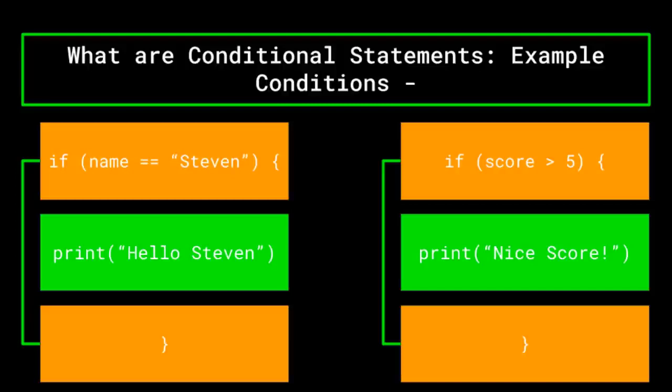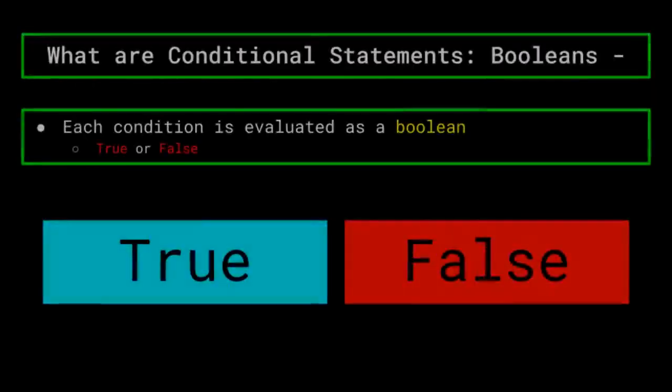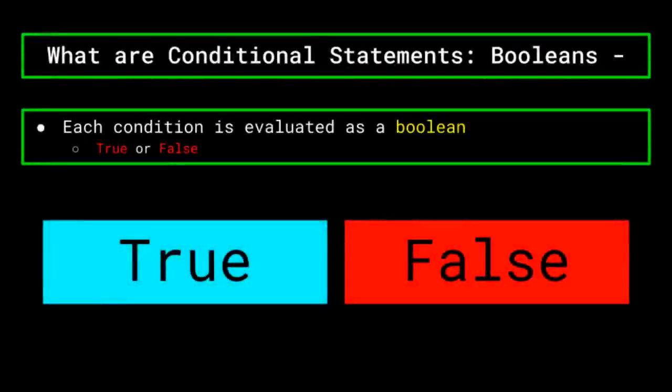Each of these statements is evaluated as a boolean, which you will remember from when we talked about variables, is either true or false. If the boolean is true, we run the code inside the curly braces. If it's not, we pretend everything inside the curly braces never existed and move on with our code.